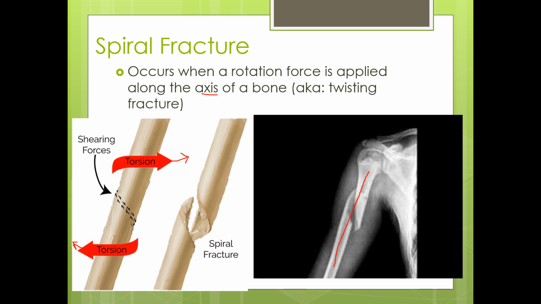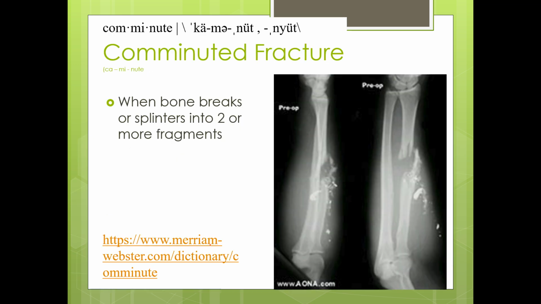This is usually some type of physical response, such as basketball, football, things like that. Your physical activities tend to lead up to spiral fractures when there's an accident. Comminuted fracture. A comminuted fracture is when the bone just splinters. It just breaks into a bunch of fragments.